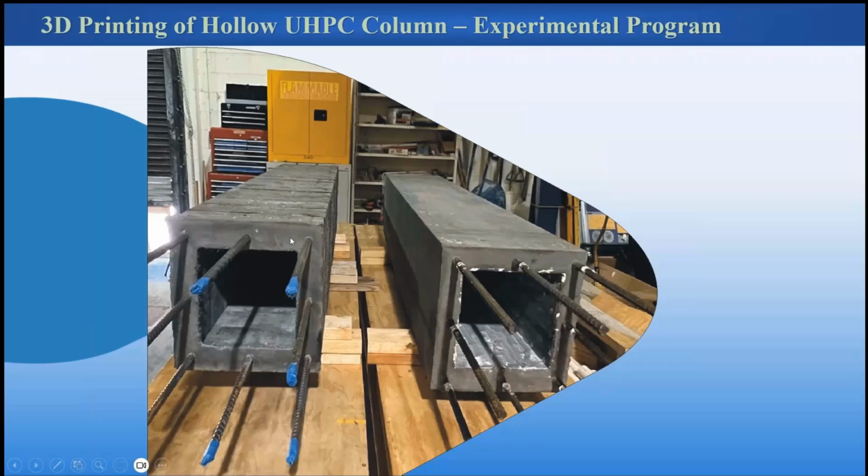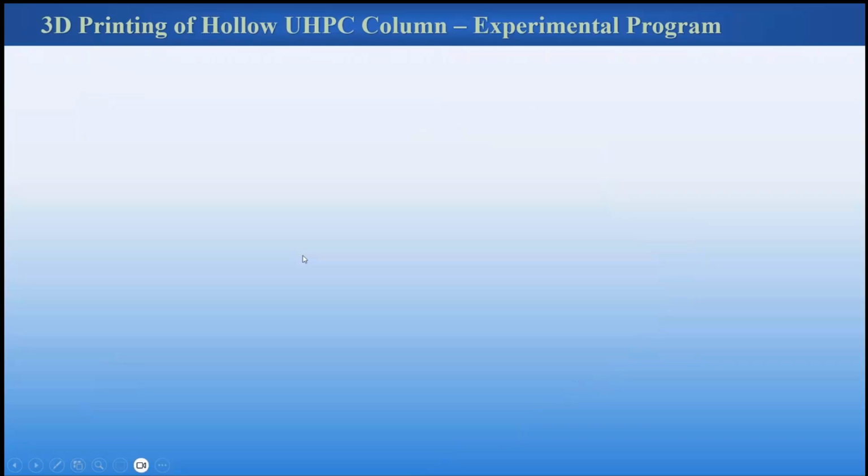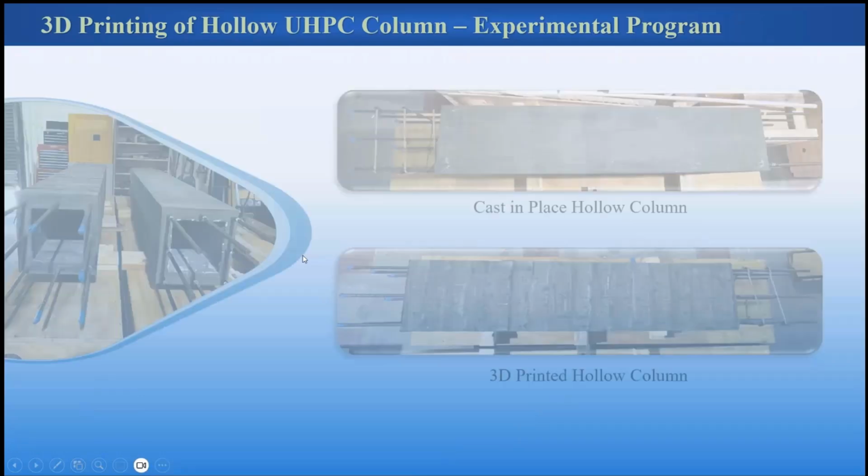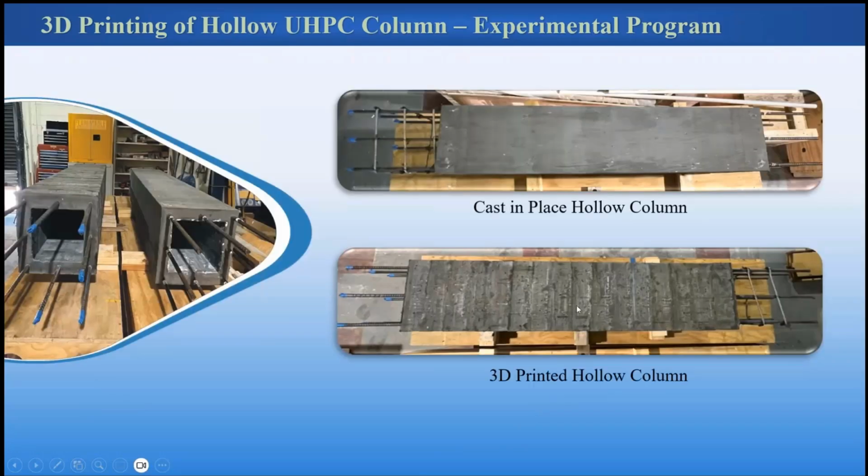Again, the advantage is that you can put the reinforcement in because the nozzle allows it. This one actually had the stirrups, which are the transverse reinforcement for the column, and the longitudinal reinforcement, and this extension is so that you can connect it to the ground. Here's another photo of it. This is the 3D printed hollow column, and this is a cast-in-place one.